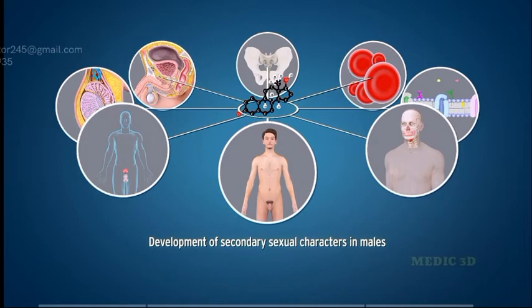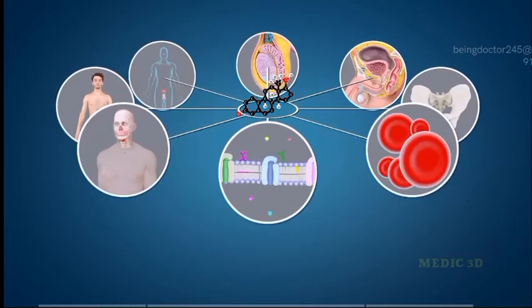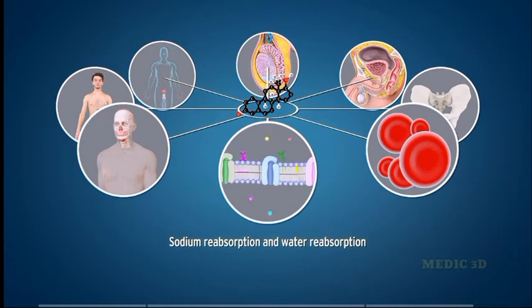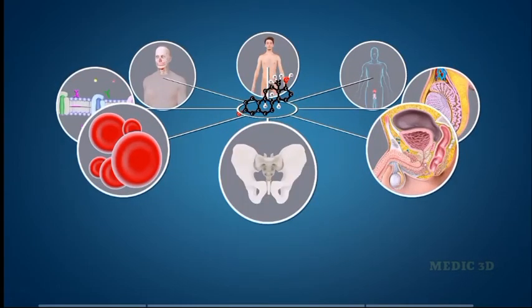of testosterone. Testosterone influences cracking of voice due to enlargement of larynx and thickening of vocal cords, increases sodium reabsorption and water reabsorption, which affects ECF volume, and there is also a mild increase in RBC count and blood volume. In addition, testosterone also causes the lengthening of the pelvis. The pelvis attains a funnel-like shape with narrowing of the pelvic outlet.